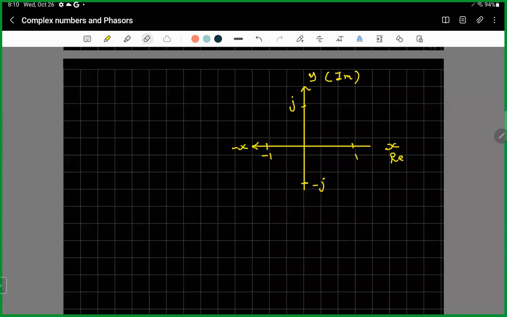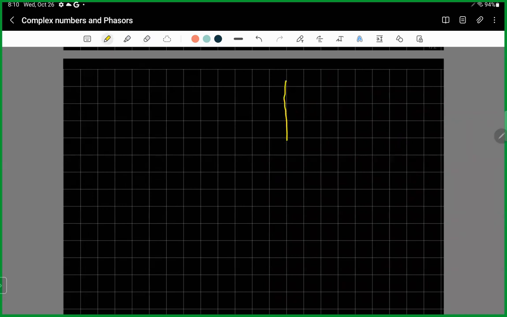So let's just have an example. What if you have a number that consists of a real part and an imaginary part? So what do you call it? Interesting. Let's say that you have a number, and this number we're going to call C, is equal to 3 plus J4.